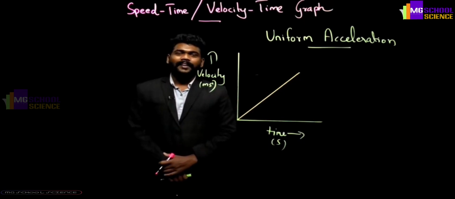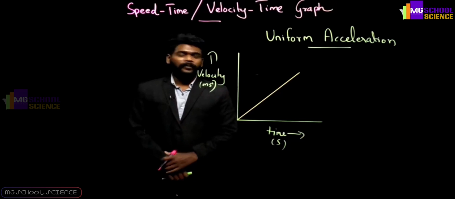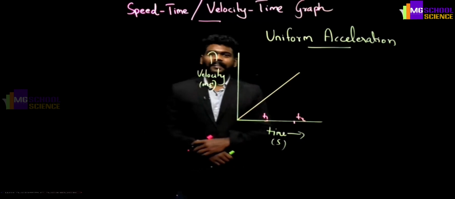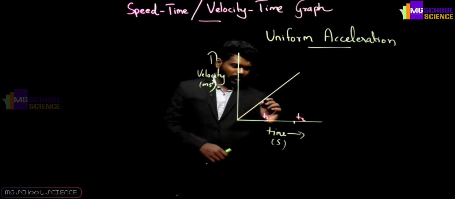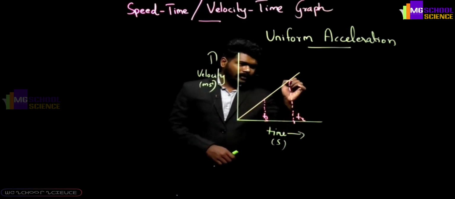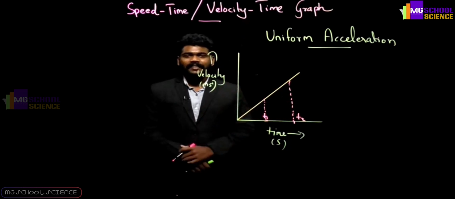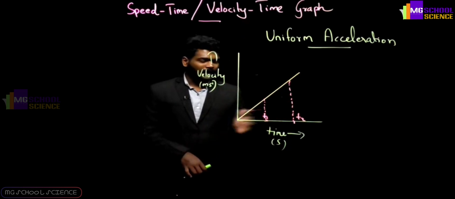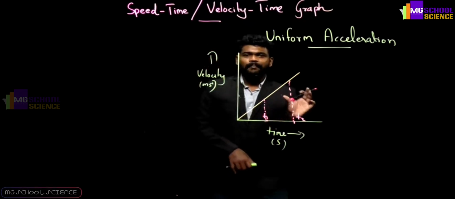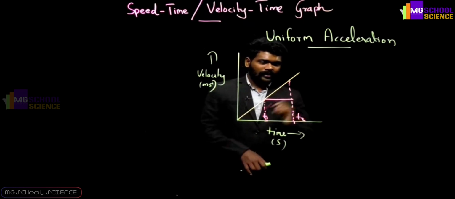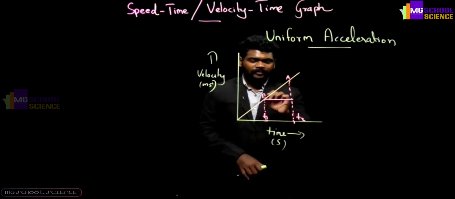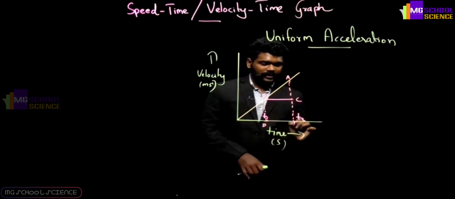Now, can we find the distance traveled by the object between the time intervals t1 and t2? Yes. How? Let us join this line with t1 as well as t2. Now, the area under this will give you the distance traveled between t1 and t2. How do you find the area under this kind of graph? Let us split this graph into a triangle and a rectangle. Say A, B, C, D, E.